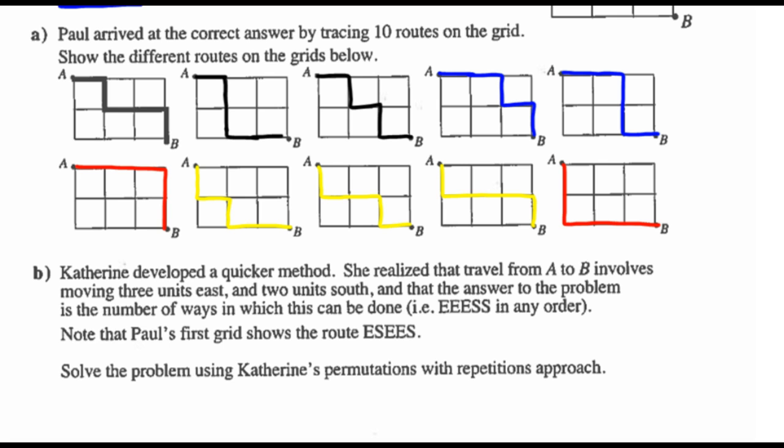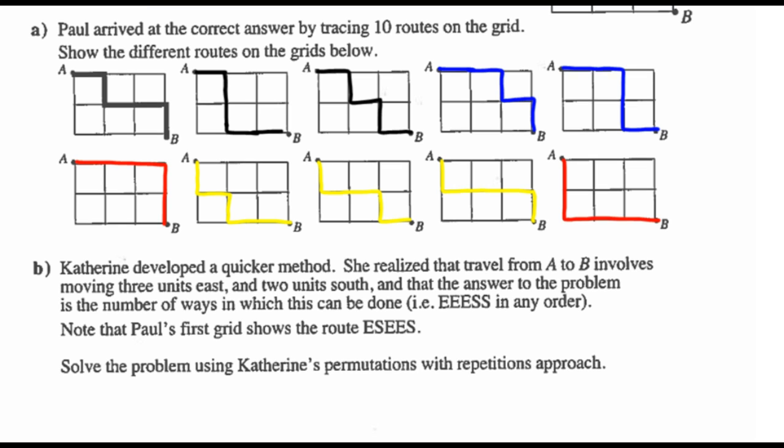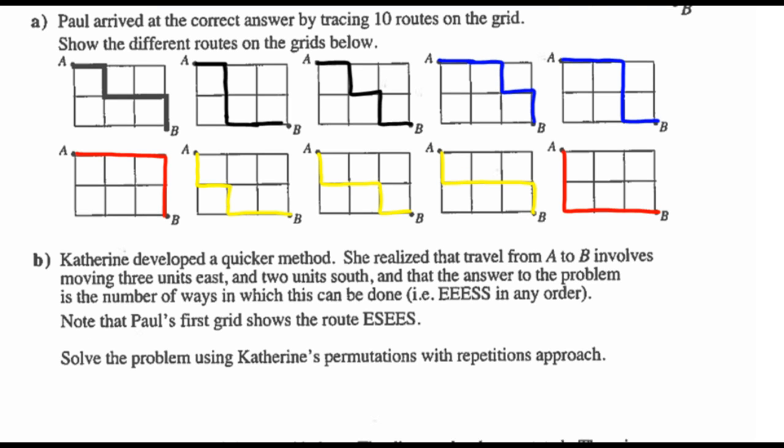Catherine developed a quicker method. She realized that to travel from A to B involves moving 3 units east and 2 units south, and that the answer to the problem is the number of ways in which this can be done: 3 E's and 2 S's in any order. We've got the 10 orders drawn nicely above. Note that Paul's first grid shows the route east-south, east-east-south.